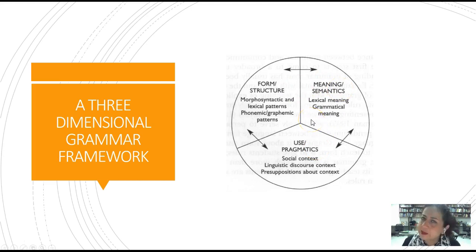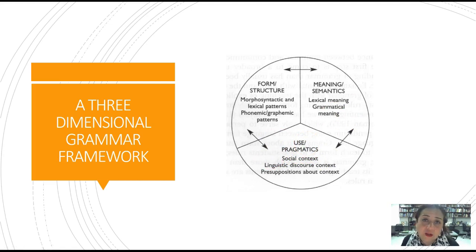There is something pretty important: if you notice, most of the classes in our Colombian context just rely on form and structure. We do not go outside of the form. Maybe sometimes we go into the lexical meaning or grammatical meaning of things. So we use the simple present tense for routines, or we use the simple present tense to express X and Y. But we fall short on the use or the pragmatics part of the language teaching.